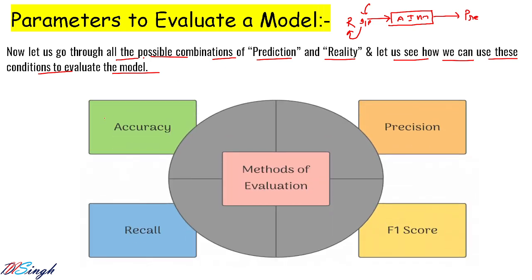Okay, so there are 4 very important evaluation parameters. First one is called accuracy, then precision, recall, and F1 score. These are methods of evaluating any AI model per se.